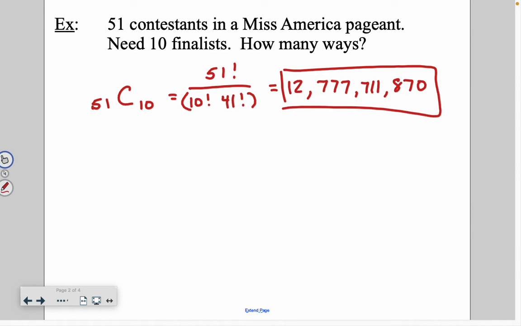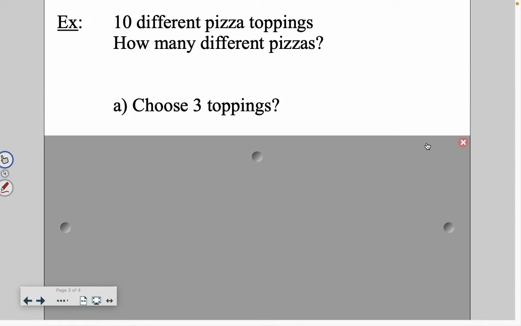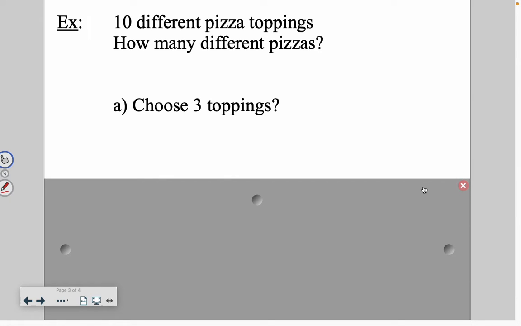But anytime, a combination is basically: you've got this many options and I'm choosing however many. That's what a combination is. In this case, I was choosing a top 10. Let me give you another example. Let's go to the next one. Pizza example. So you've got 10 different pizza toppings to choose from. We're going to figure out how many different pizzas we could come up with if you're going to choose 3 toppings.